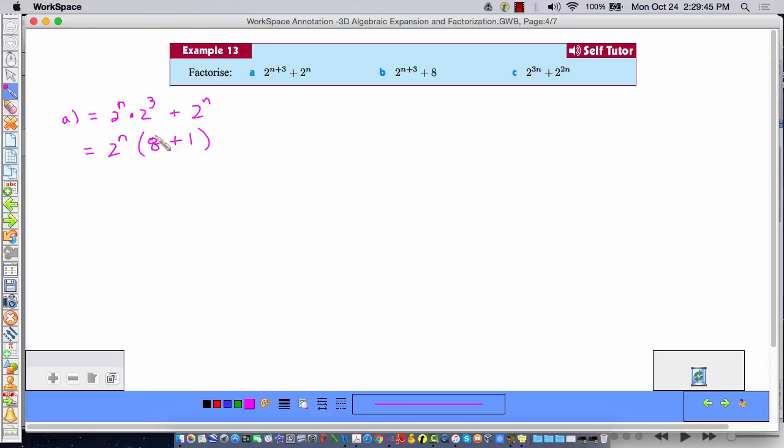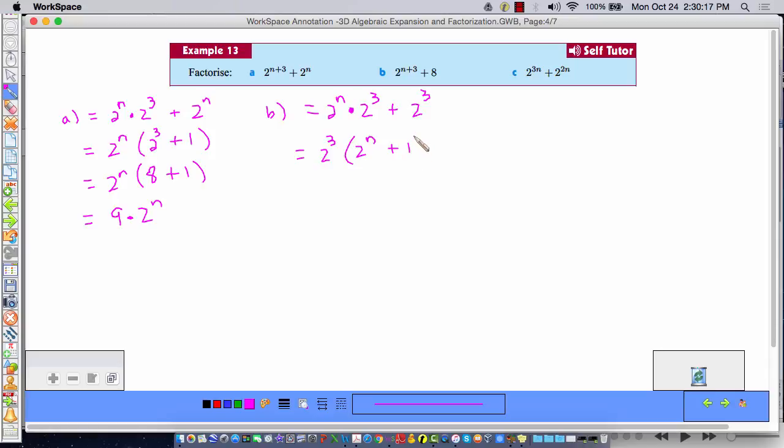So I factor out 2 to the n, and I'm left with 2 cubed plus 1. And then, of course, 2 cubed is 8, and then I can write that as 9 times 2 to the nth power. For part B, similar. I can write this as 2 to the n times 2 cubed. The reason I'm writing that as 2 cubed is I can write 8 as 2 cubed, and I have two terms that have 2 cubed in common. And so then we have 8 times 2 to the n plus 1.